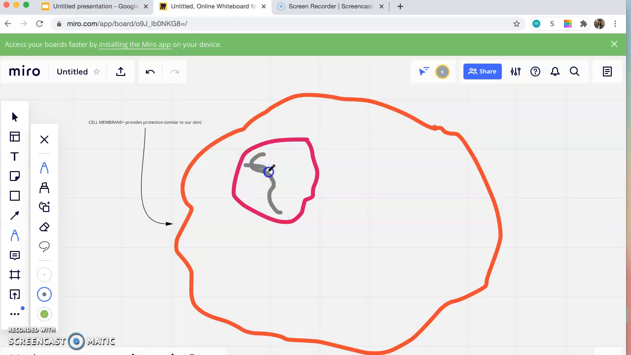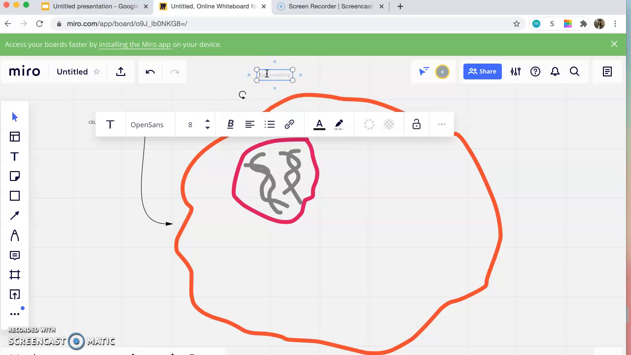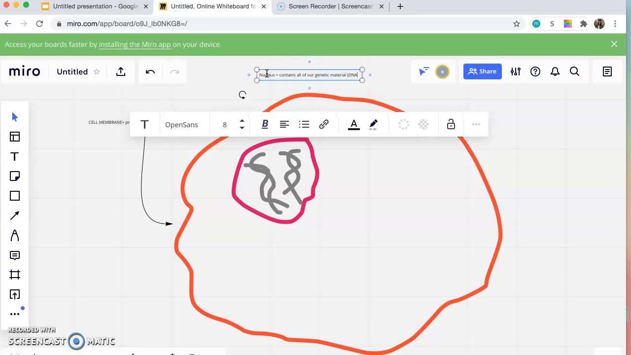nucleus. So doing some DNA strands in here. Okay, and then as I said, that is going to be our nucleus. Okay, so our nucleus basically contains all of our genetic material, or in other words, our DNA.